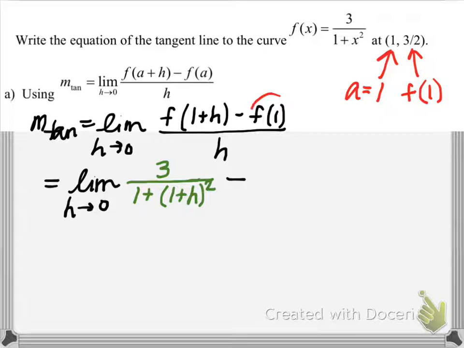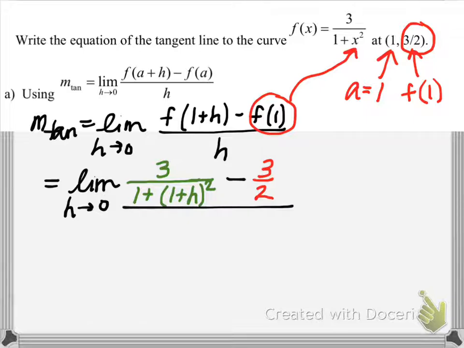Then we subtract f of 1, which again, we could actually substitute 1 in for x in our function, or we could just use the fact that we know the output, the y value, is 3 halves. So f of 1 is equal to 3 halves. And this is all divided by h. So this is our initial setup. And now we want to evaluate the limit. We would start by trying direct substitution, and quickly we realize that direct substitution won't work because of division by 0. So we have to rely on our algebra skills.